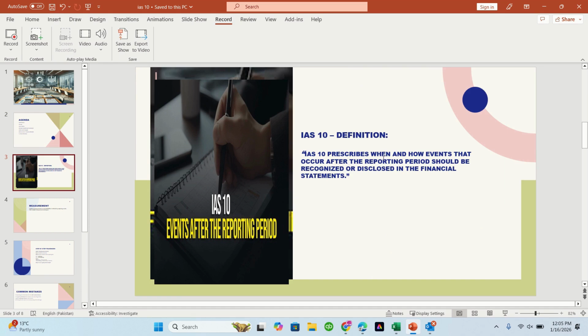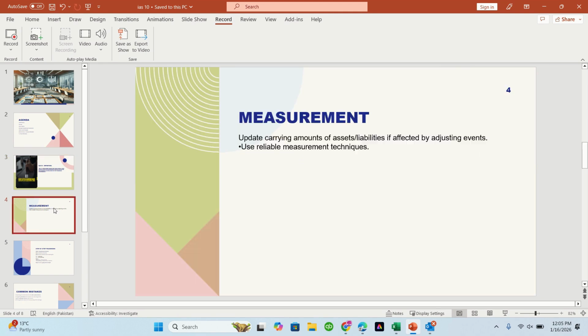Okay, now we have a definition relating to IAS 10. IAS 10 prescribes when and how events that occur after the reporting period should be recognized or disclosed in the financial statements. Its measurement includes updating the carrying amount of assets and liabilities if affected by adjusting events, using reliable measurement techniques.